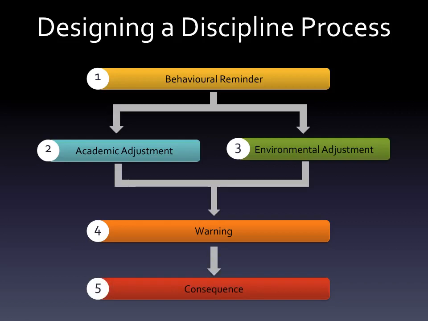If the learner still, after giving a behavioral reminder, has not adjusted their behavior, you then move on to providing either an academic or environmental adjustment. If the learner continues their disruption, you could give a warning if you would like to. It's optional, or you move on to the consequence.